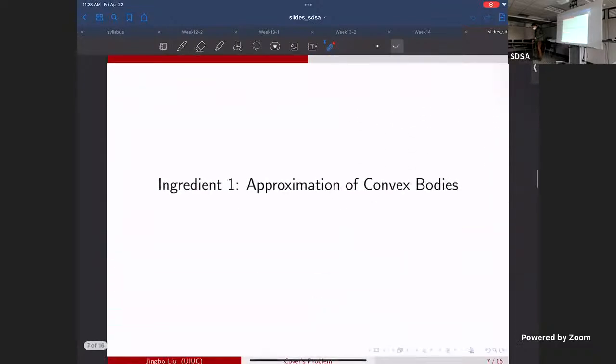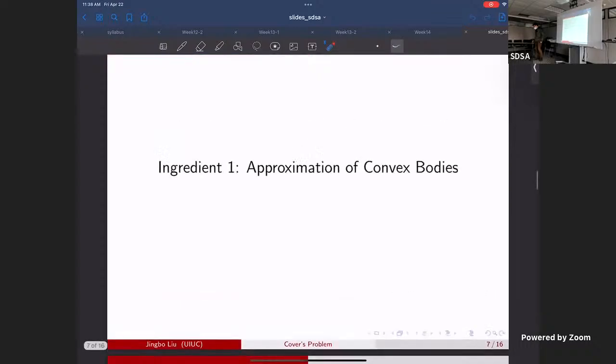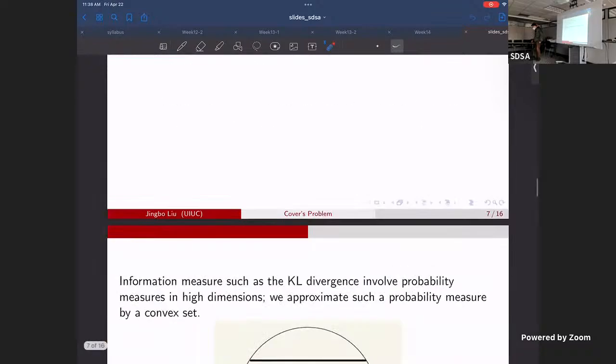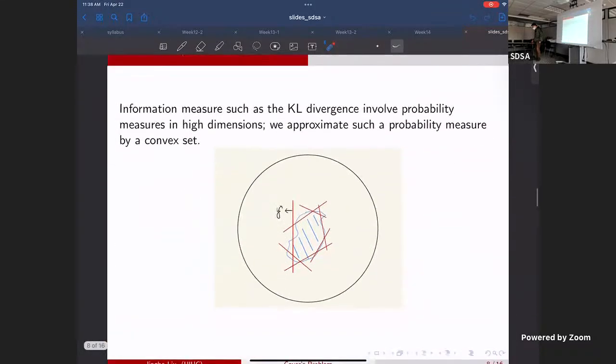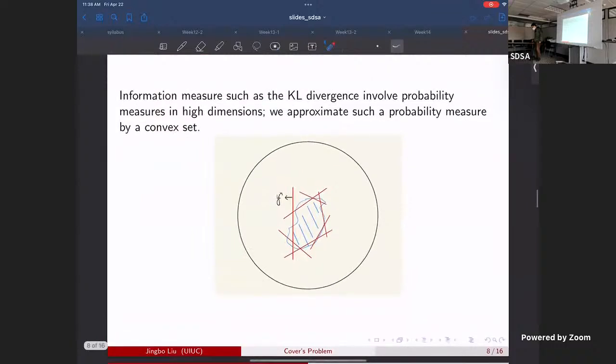So now I want to talk about the first ingredient of the proof, which is approximation of convex bodies. I think this is a very beautiful piece of mathematics, which has already been used in many other areas as well. So I want to talk about the basic ideas and some applications.